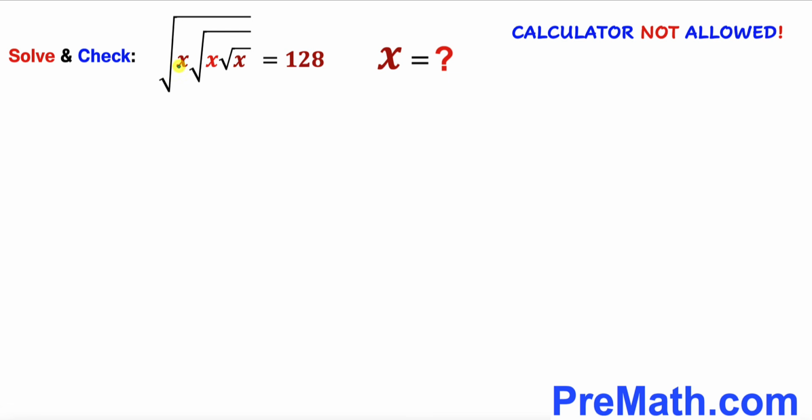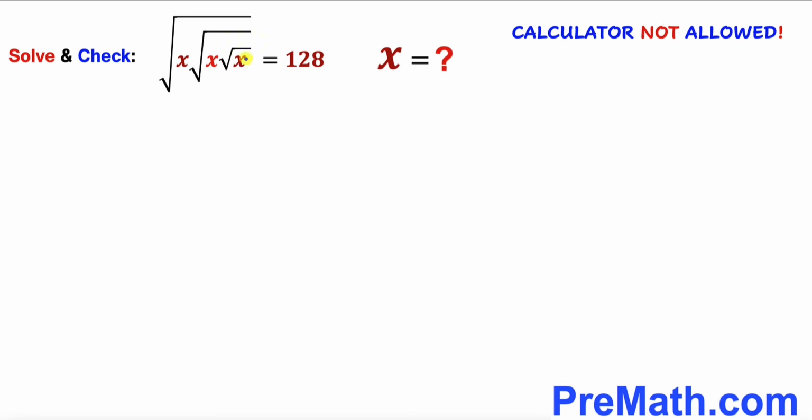And here's our equation: the square root of x times the square root of x times another square root of x equals 128. Our task is to solve this equation for x values, and we are going to check our solution for any extraneous values as well. Please keep in mind, we are not supposed to be using calculators of any kind.